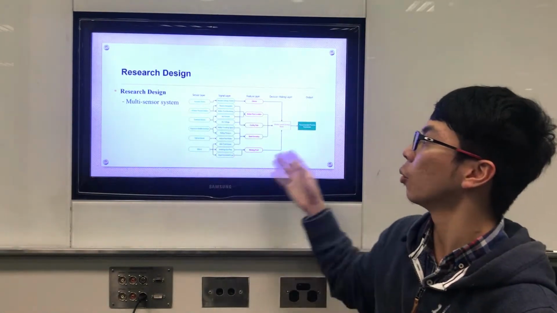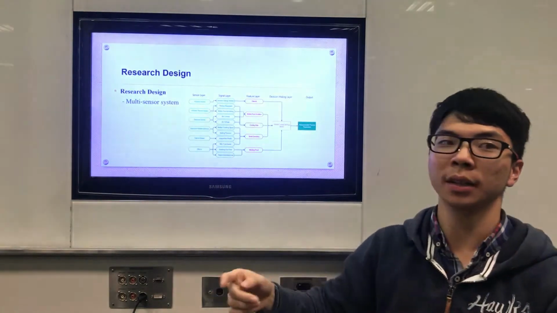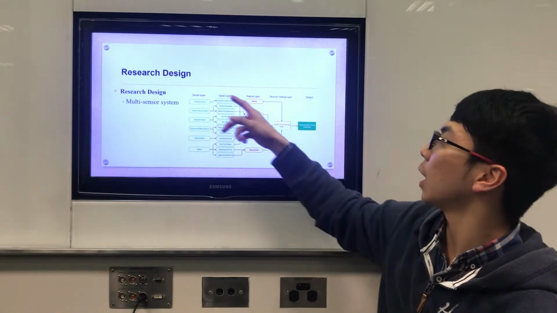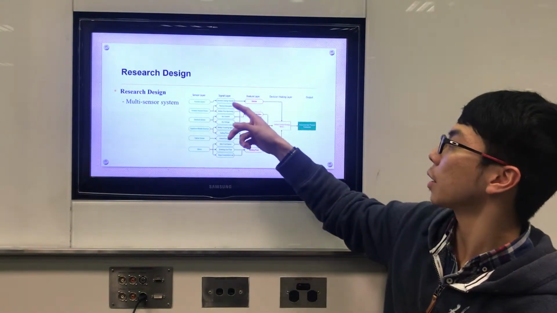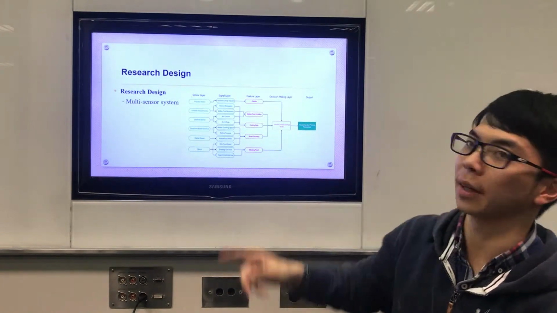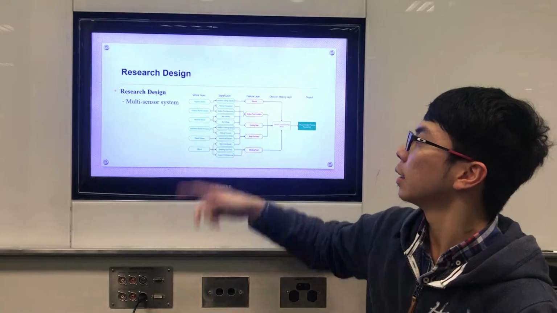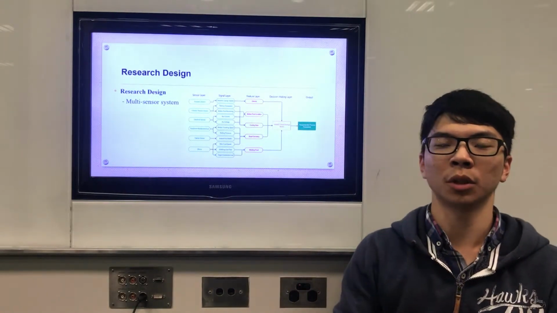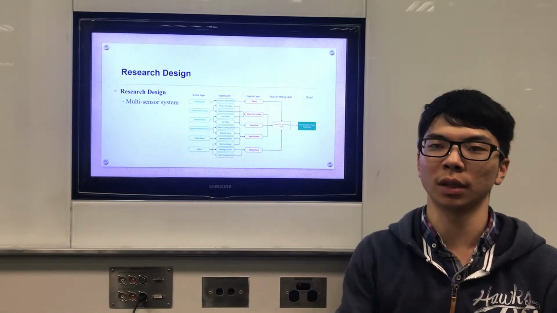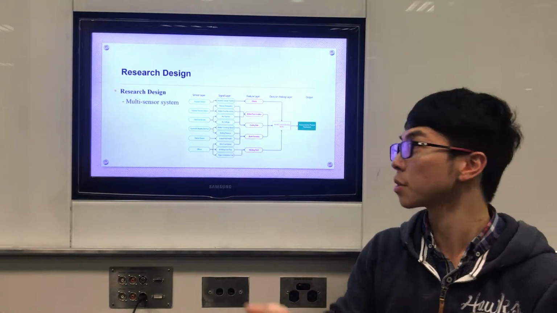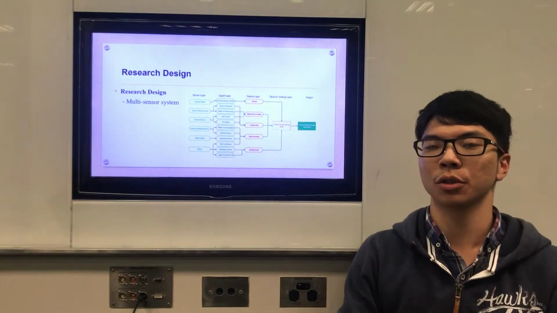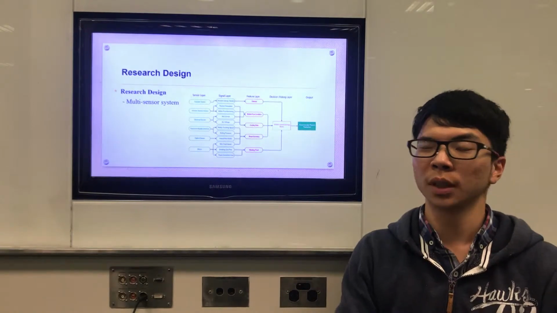And here comes the framework of my research design, a multi-sensor system framework. You can see there are 5 layers: the sensor layer, signal layer, feature layer, decision-making layer, and the output layer. For the sensor layer, there are multiple sensors to measure different parameters of the WAAM process, like the infrared thermal sensor to measure the temperature of the molten pool.